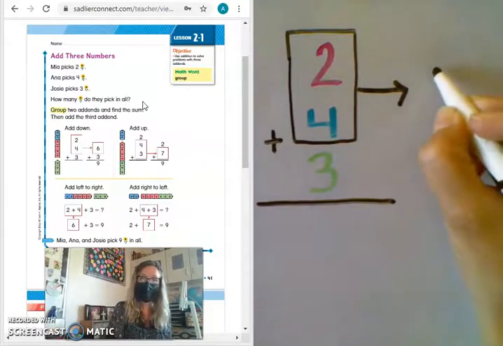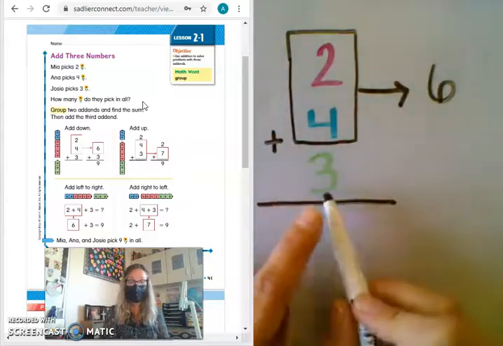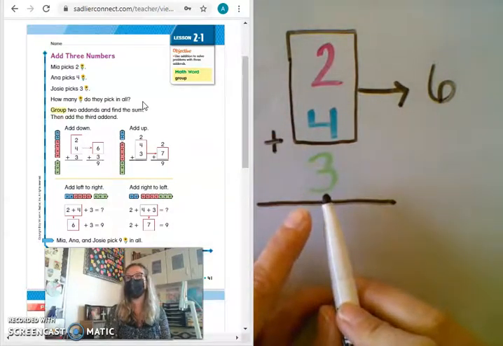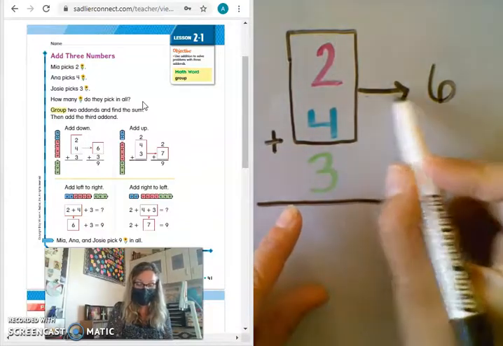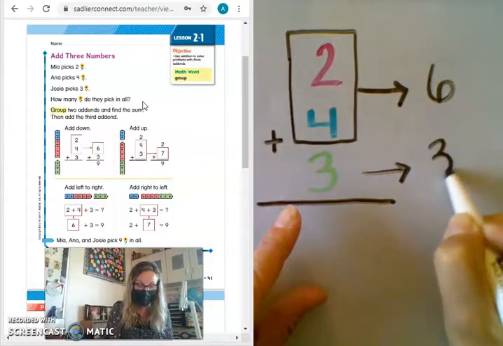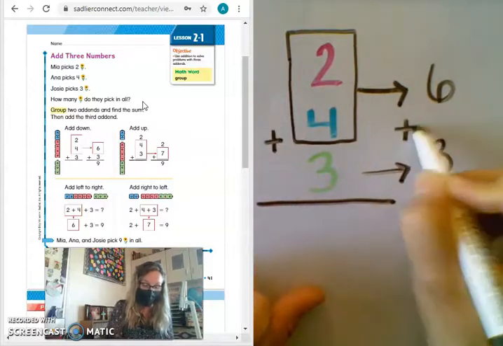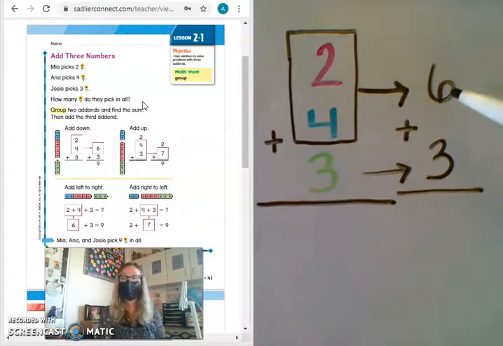6. Excellent. So I'm going to put a 6 here because 2 plus 4 is 6. Now, I've added my 2 and my 4, but Johnny, I still have another number to add, don't I? What number is that? 3. So if I brought my 6 here, let's bring our 3 over there too. And now I can have another addition problem. This time I'm adding just 2 numbers.